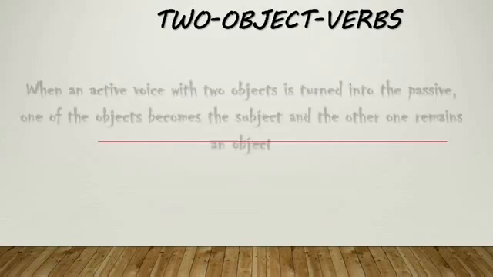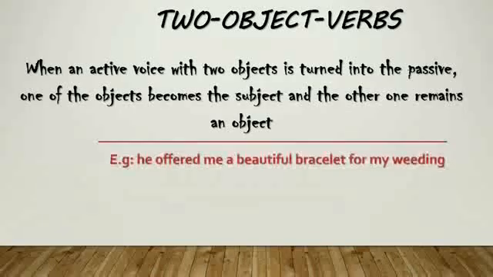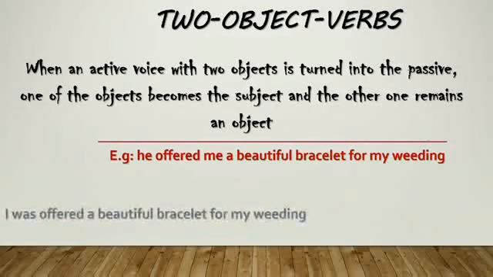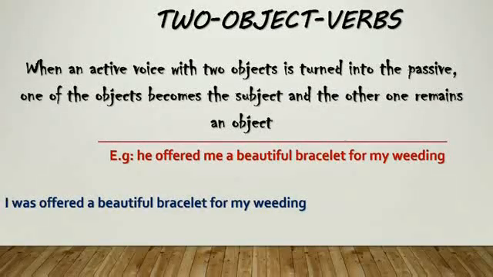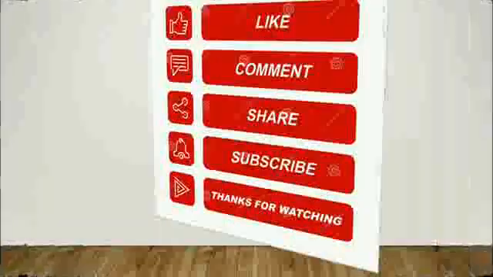Two object verbs. Some verbs need two objects. When an active voice with two objects is turned into passive, one of the objects becomes the subject and the other one remains an object. Example, he offered me a beautiful bracelet for my wedding. In the passive, it can be: I was offered a beautiful bracelet for my wedding. Or: a beautiful bracelet was offered to me for my wedding. So both sentences here are correct. We choose one of them.